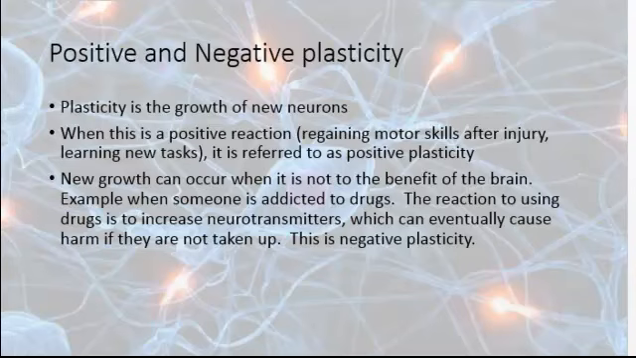Negative plasticity refers to changes that may result from an excessive level of neuronal growth, which is not beneficial. For example, a drug addict who craves a drug will be continually releasing neurotransmitters related to reward. This causes an excessive release of neurotransmitters, which may build neuronal growth, but in a negative way. And in fact, those new neurons can actually harm the brain. So brain plasticity can be positive or negative.